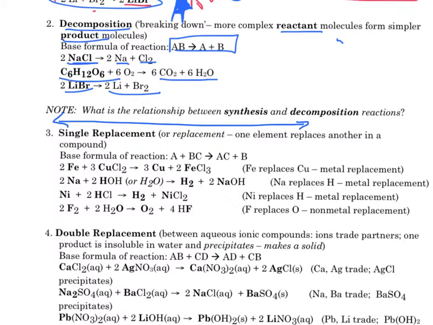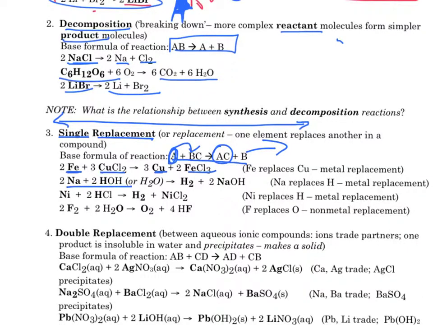Okay, looking at number 3, we have a single replacement reaction. If we look at the base formula, we have A plus BC, and we notice that A comes and kicks B off, and then A and C get to be together, and B is the one that is ousted. So in our example, we have iron, and it comes into contact with copper chloride. Well, the iron will kick the copper off, and become iron chloride, and copper is just kind of floating around.